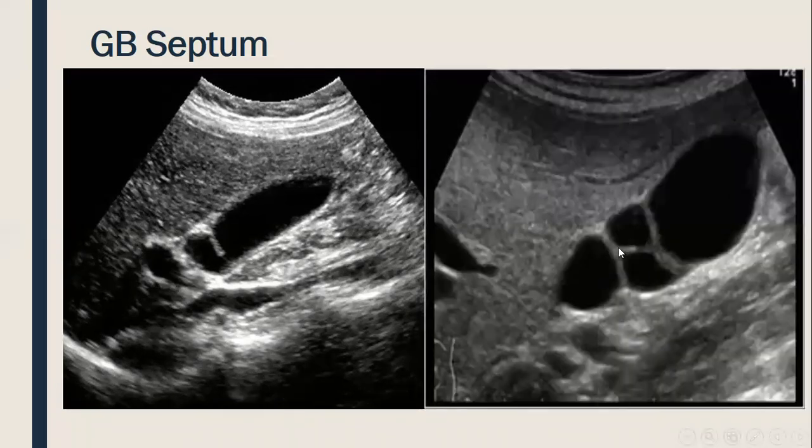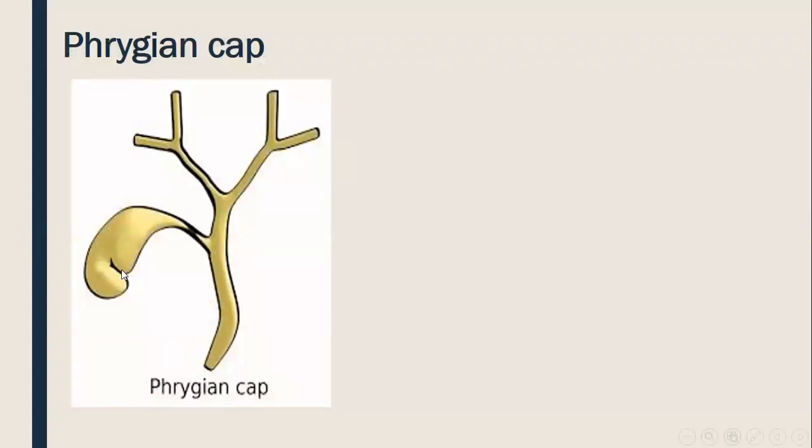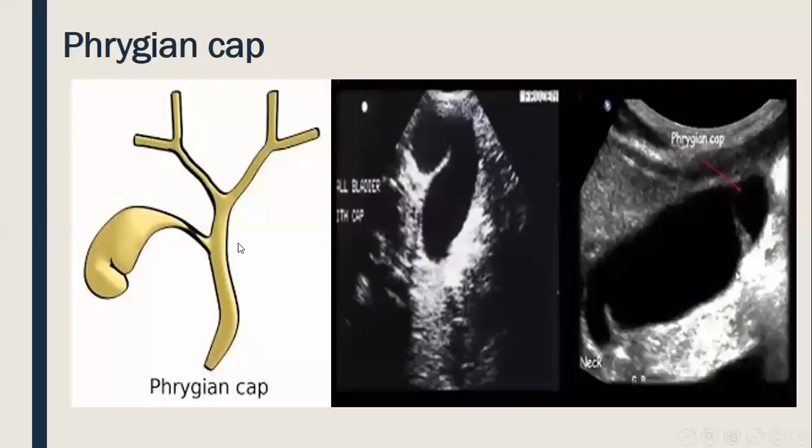We see multiple septa. We have what is called a Phrygian cup, as we said, where the fundus of the gallbladder is folded over the body. On ultrasound, it may be single or multiple. It is of no clinical significance and asymptomatic.